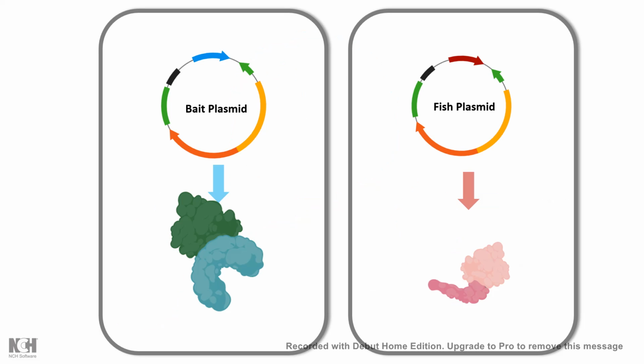So we have to clone our gene of interest in an expression plasmid, and we have to make a fusion protein kind of thing. Here you can see one protein is now interacting with another. So there is our bait plasmid, and we know this protein is there, and we want to understand which other fish plasmid interact with this bait. There are fish plasmids, and there could be multiple different fish plasmids.